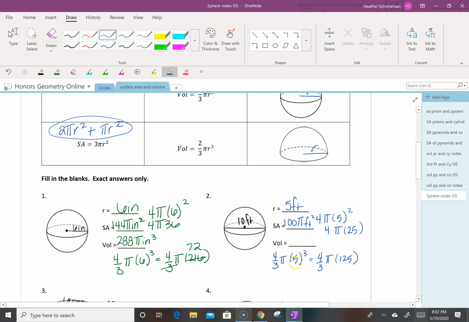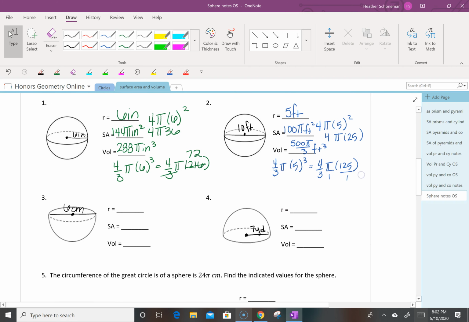So the rule is, if the radius is divisible by 3, the radius cubed will be. Well, 5 is not divisible by 3, so 125 is not. That's okay. Multiply straight across the top. 4 times 125 gives you 500. So on the top, we're going to give you 500 pi. On the bottom, 3 times 1 is 3 feet cubed. So if the radius is not divisible by 3, the volume is going to have a fraction.